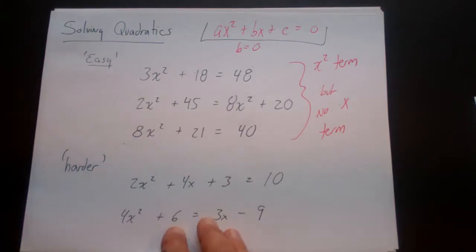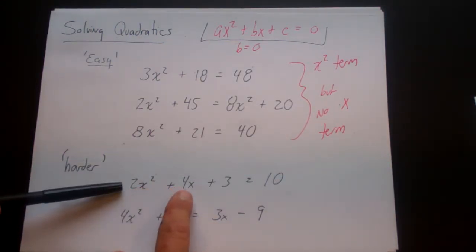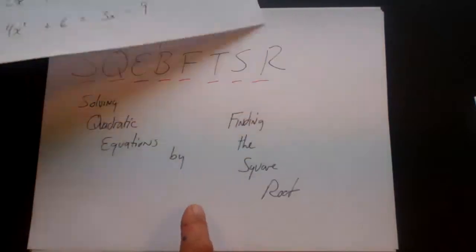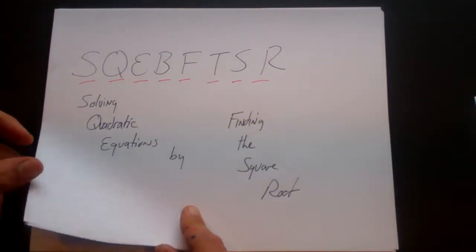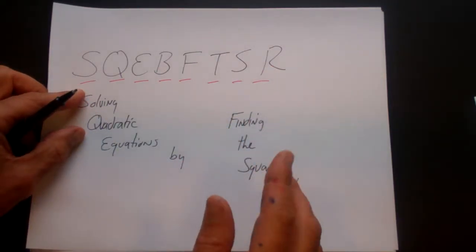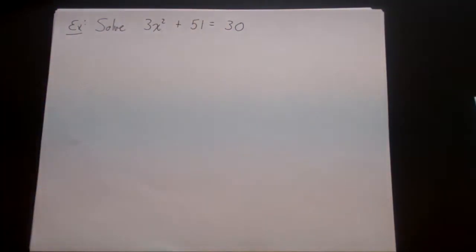The problems that we're not talking about are harder problems, like the following: 2x squared plus 4x plus 3. Here, there's an x squared and an x term. So those are going to be covered in the following video. So let's look at a sample problem. You can use this terminology if you want to or not. It doesn't matter. So the very first problem we're going to look at is this one here. Solve 3x squared plus 51 is equal to 30.